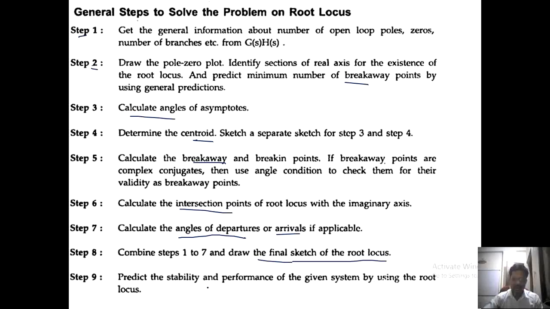That means after the final sketch on graph paper, we'll comment on the stability of the system, whether the system is stable. Later on it may or may not be stable, it may become unstable. So at what values, after what values it will be unstable. All these comments we will make on the given system.